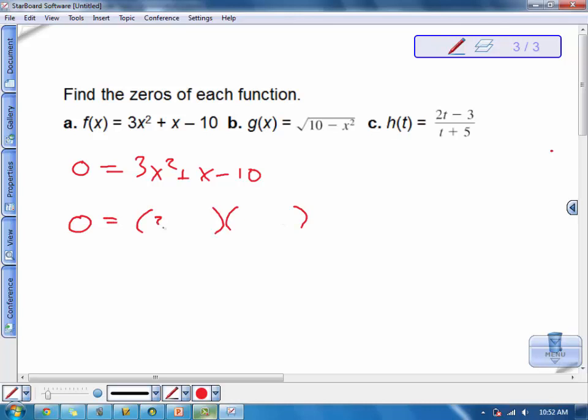So let's try to factor. This would be 3x, this would be x. Let's try -5 and +2, and that will work. That factors just by guessing and checking we got the first time.